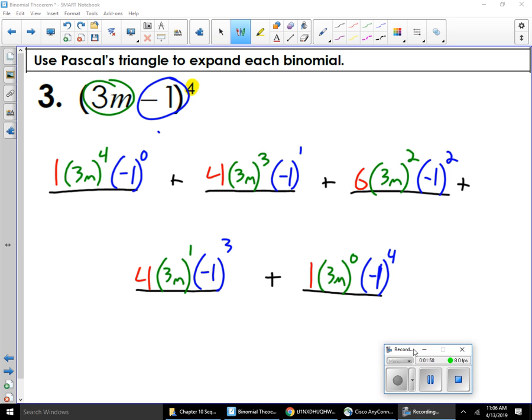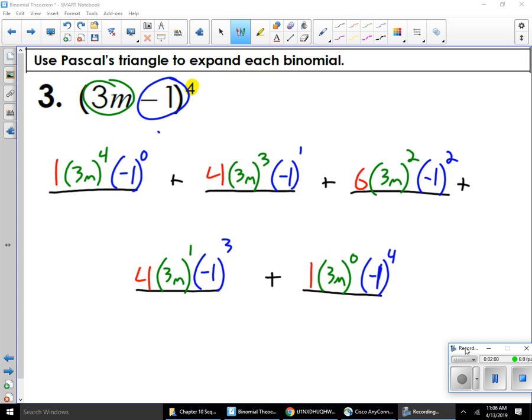So a bit of simplifying can take place here. Note that this 3 is being raised to that power 4 as well. It's not just the m. So we can do a bit of simplifying, clean this up a bit. We've got a 3 to the 4th power here, so there will be an 81. And negative 1 to the 0, well, anything to the 0 power is just 1, so we don't have to worry about that.